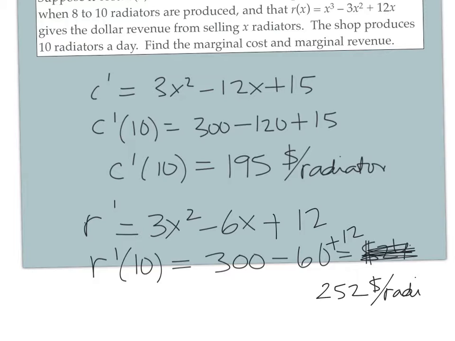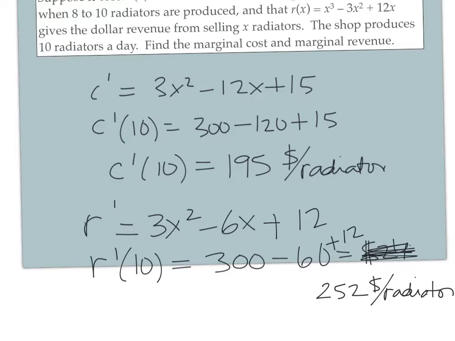Okay, so they make $252 per radiator. The additional cost would only be $195 per radiator. So their profit, you could just subtract those, right? For each radiator there, they're going to be making a profit of $57.